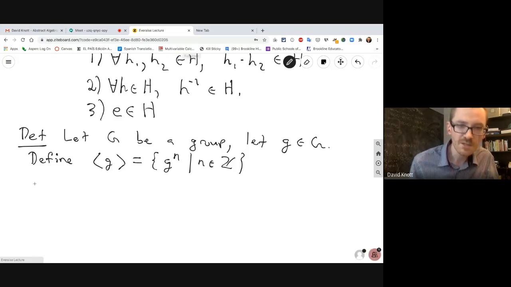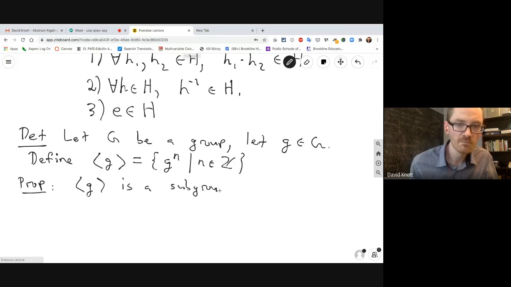It is pretty easy to check that this thing is a subgroup. So if you like, we can call this a proposition. This is called the subgroup generated by g. This thing is a subgroup of G. It's pretty easy to check this, and maybe I'll skip the proof because I think that you can probably just check on your own.